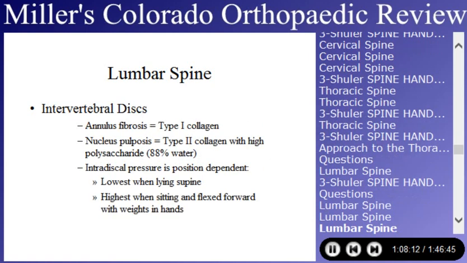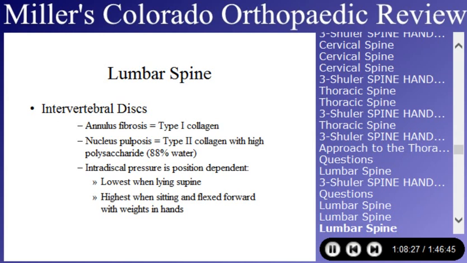Intervertebral disc, and the easy way to remember this, it's soft in the middle, hard on the outside, so the collagen on the outside is type 1, hard, bone, O&E. Type 1 collagen, soft in the middle, type 2. 88% water, high polysaccharide content.